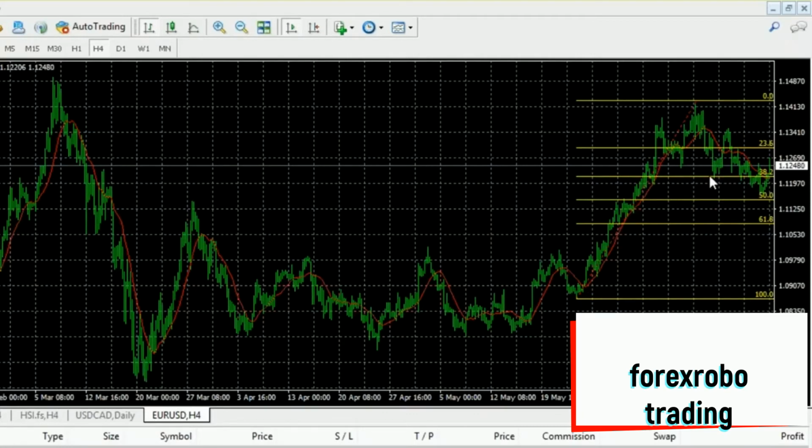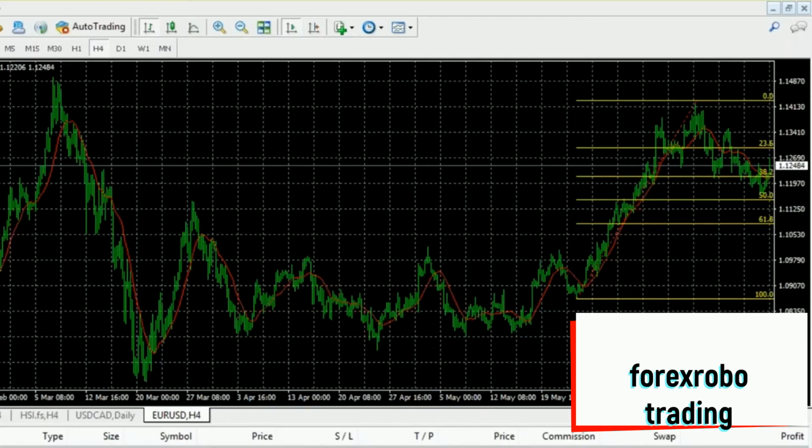This buy entry here at the 38.2% fib is looking better and better as I add more indicators to the chart. It's looking as high probability as you can possibly get.